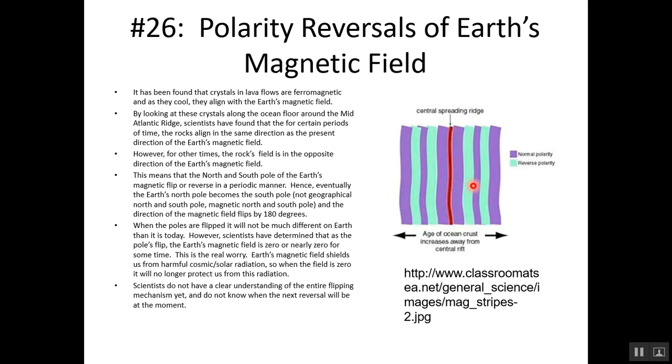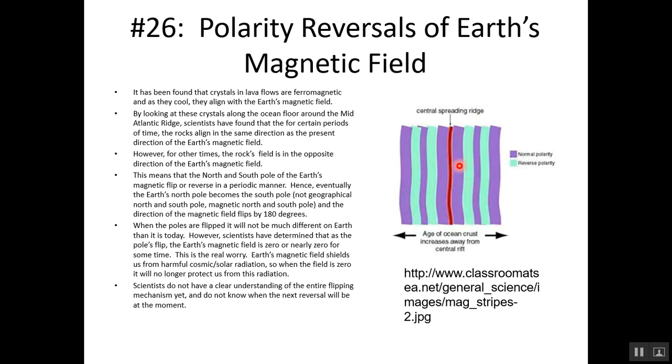Yeah, they always drift. Whether it flips within our lifetimes is something we don't really know. But pretty soon it's going to flip. It could be 50 years from now, it could be 1,000 years from now, it could be 500 years from now, but it will flip again.